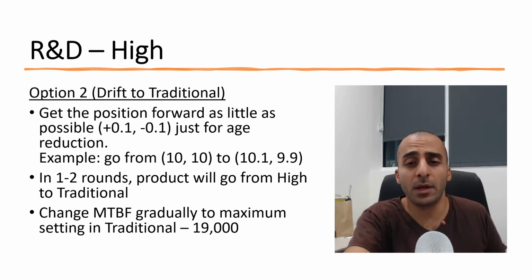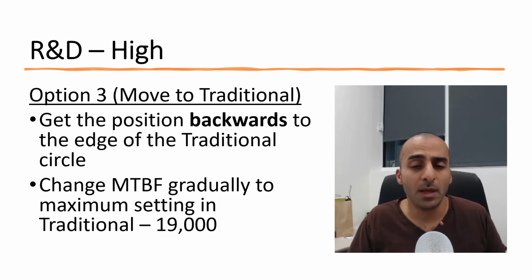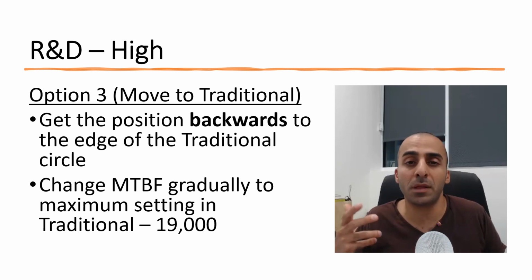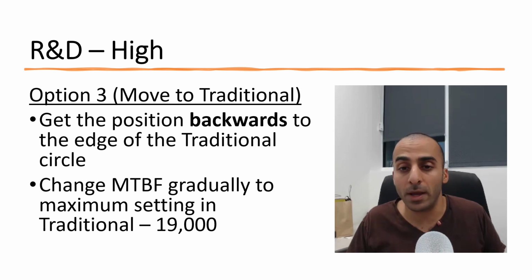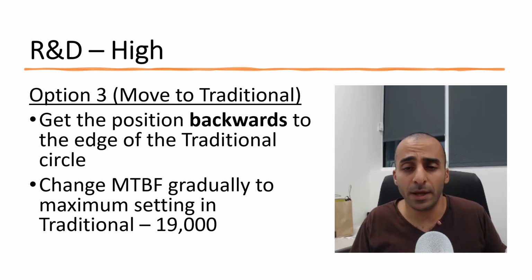And also there is another option which is more aggressive, that you don't wait, but you immediately move the high-end product to the traditional segment. You are going to not do very well and lose the first round, but you are going to be able to compete in the traditional segment in the fastest way compared to the other options. In that case, you want to change the MTBF to the maximum setting of the traditional and to move it to 19,000. So you can try one of those three options or a combination of them.